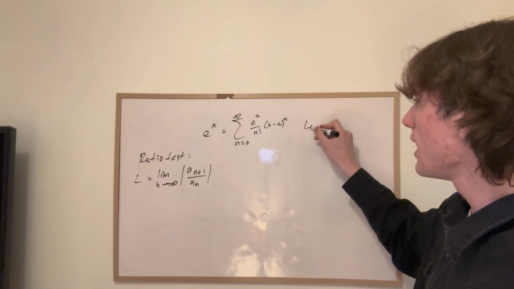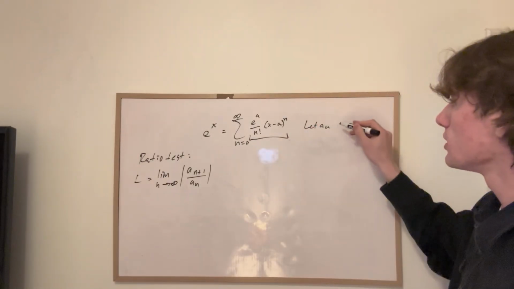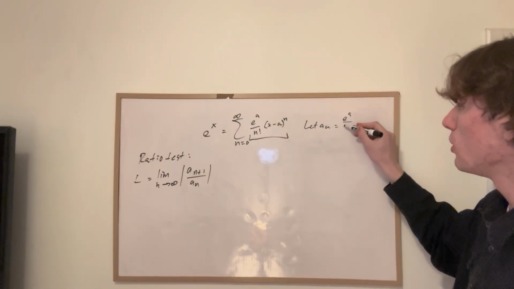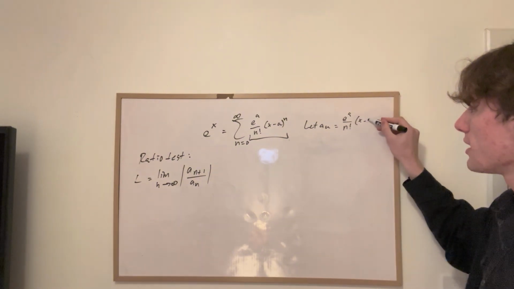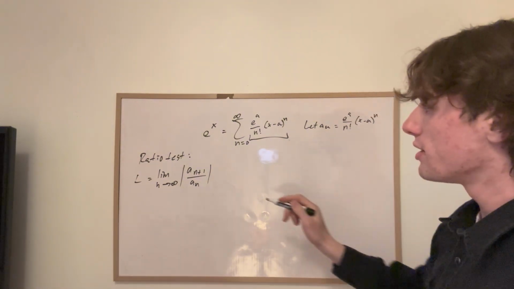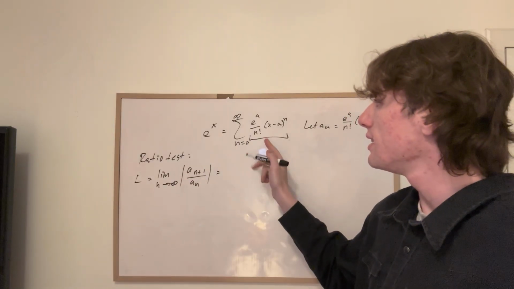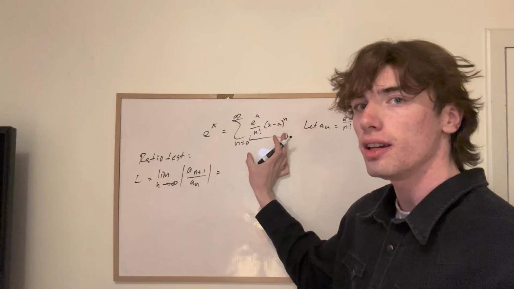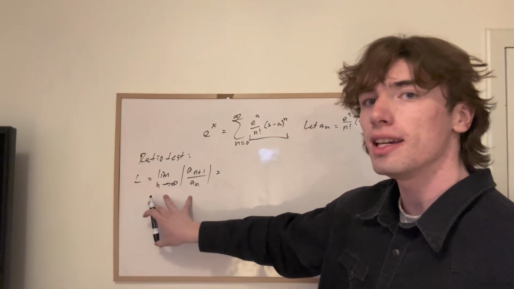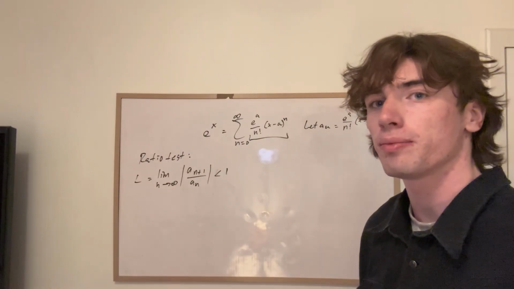Well, I'm just going to let a sub n equal whatever's inside our sigma. So it's going to equal e to the a over n factorial multiplied by x minus a to the nth power. And I'm going to plug that into the formula here. We say that the series is convergent if this limit is less than 1. So this has to be less than 1.